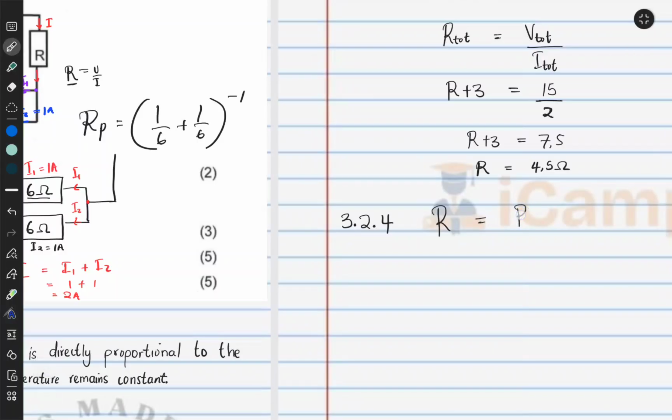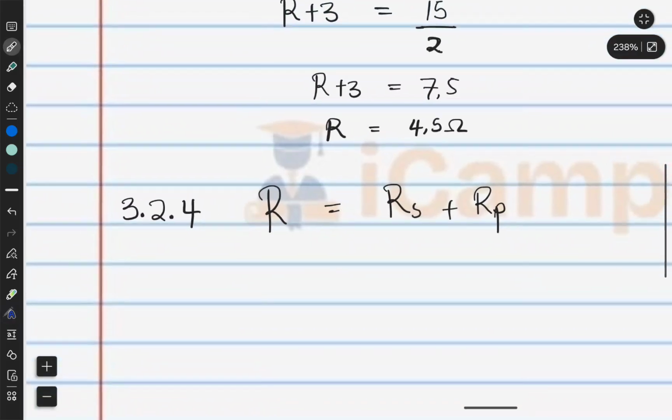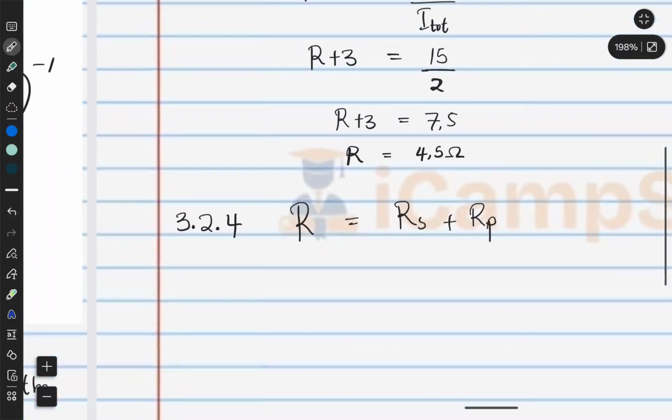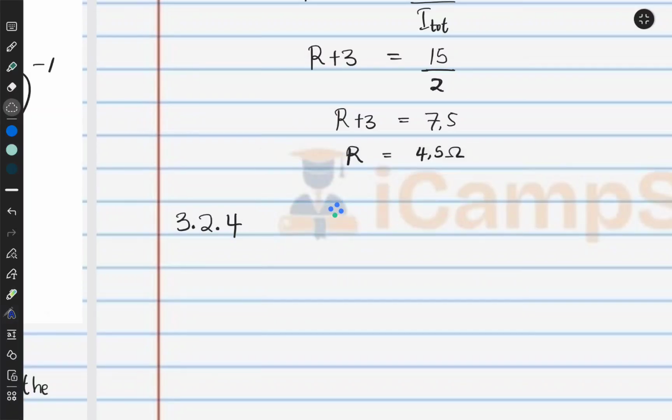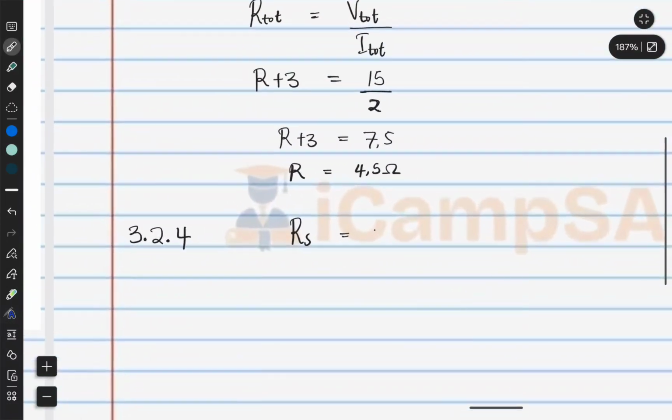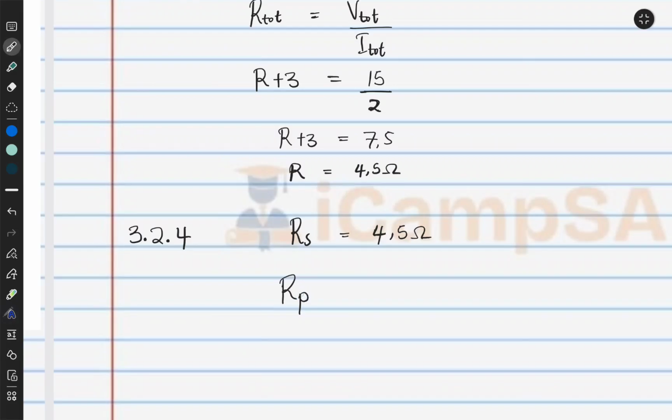R is equal to RS plus RP. Okay, we would say it like this. That's our R total. Now, let's leave this for now. Let's start with RS. It's simply this one resistor in series, which is my resistance R. I just found it to be 4.5 in our previous question. Okay, we leave that. Now what about RP? The total resistance for the parallel combination.